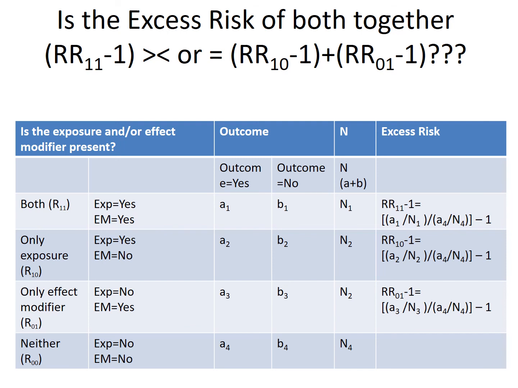If the result is that the excess risk of both together is exactly equal to the excess risk of each one separately, it means there is no effect modification, that the two are not interacting in any way, and it means that third causal pie does not exist.